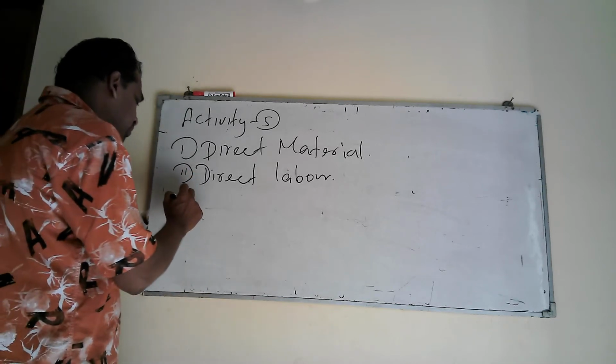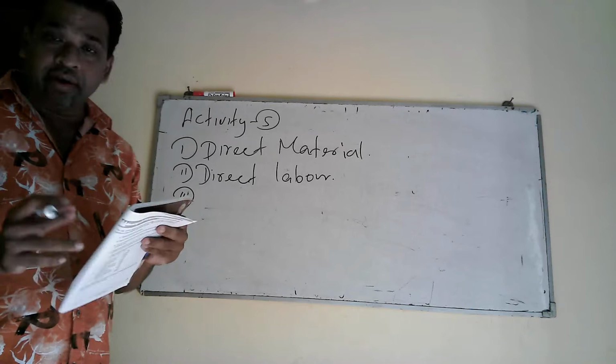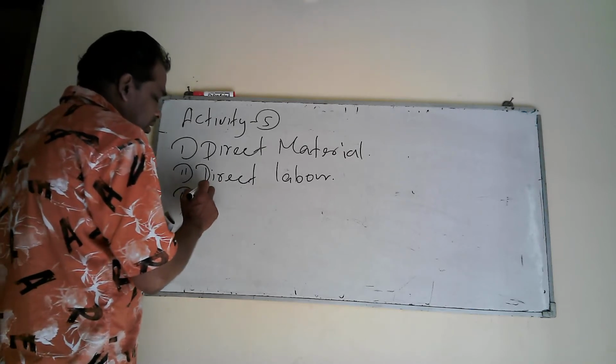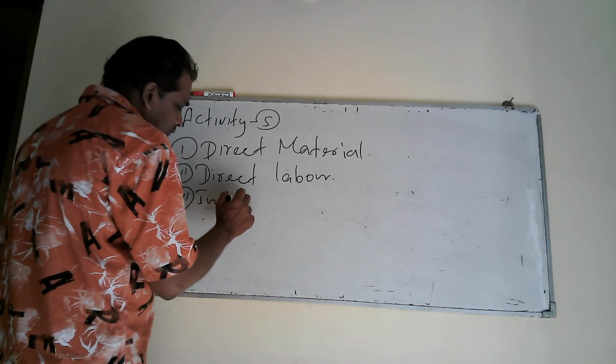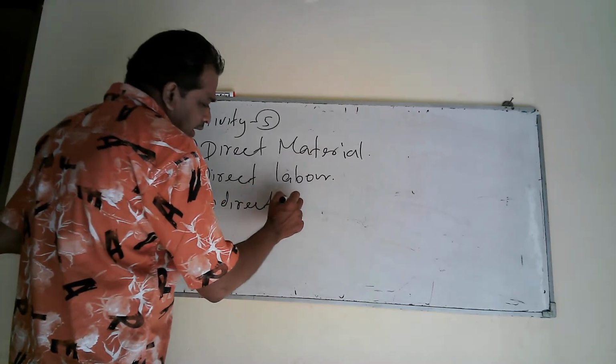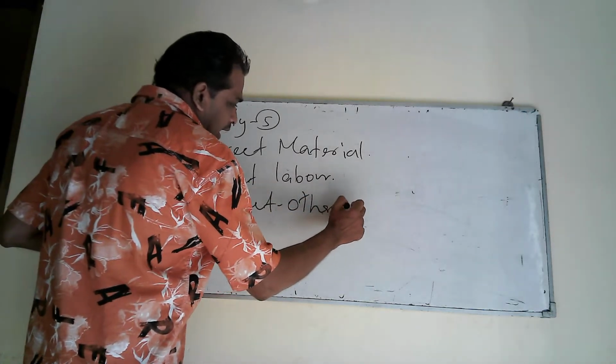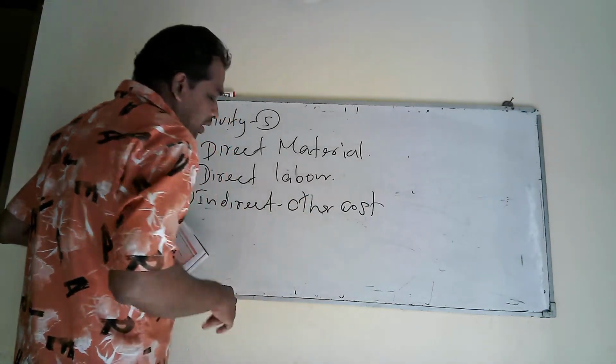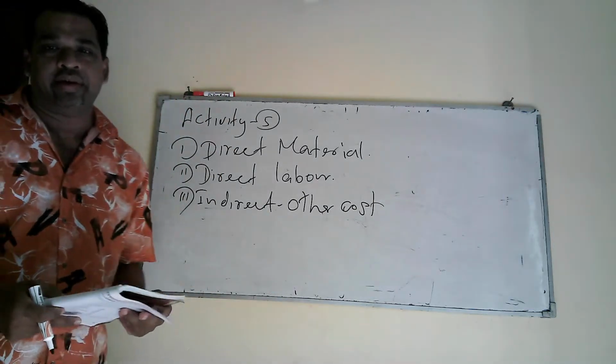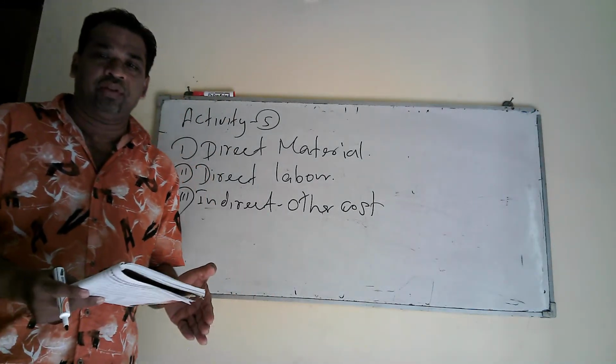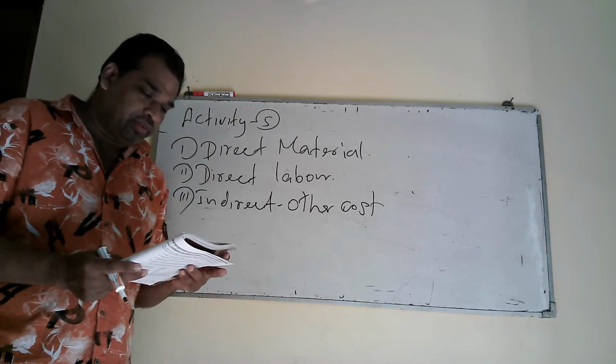Third item, factory rent, it is indirect other cost, because we can't calculate rent per unit cost. Therefore, we put it under indirect other cost.